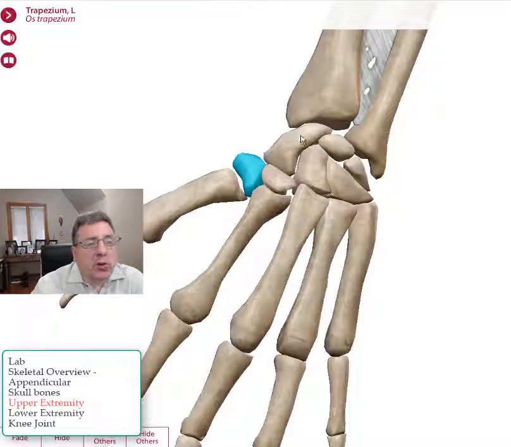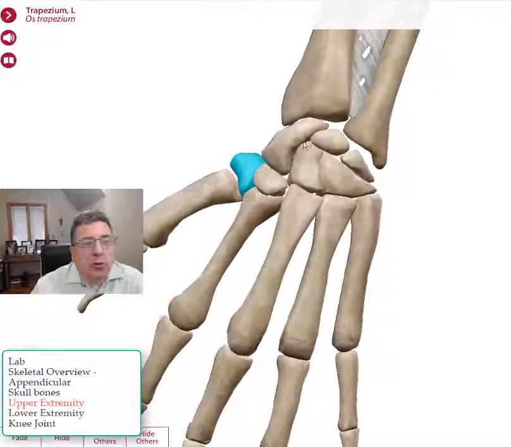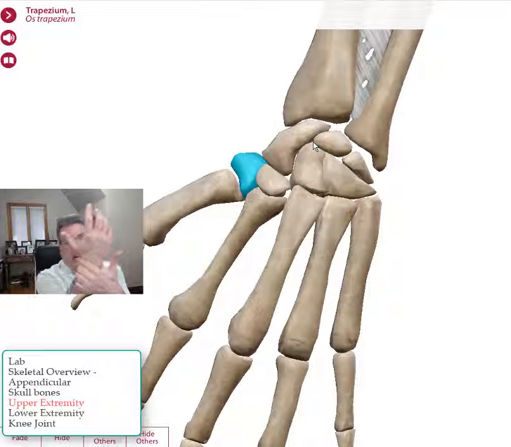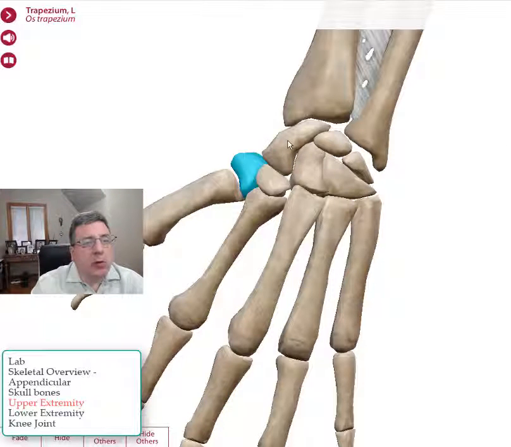Let's first name the proximal row. We're going to start on the lateral side, working medially. So we're going to start lateral, working medial, then we'll go to the distal row, start lateral, working medial. You can Google various mnemonics for learning the carpal bones. There's some good ones out there. Find something that works for you. But let's start looking at the proximal row first.